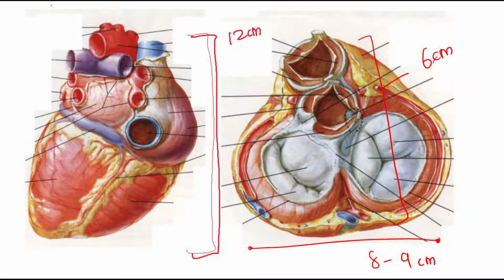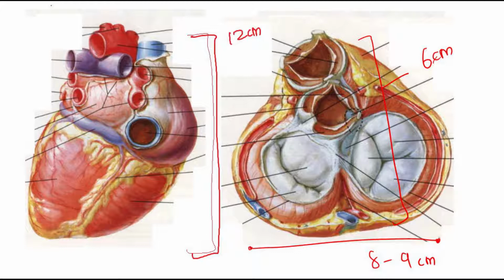And then if you take a tape and measure the heart around, transversely, you can see that it's about 8 to 9 centimeter. So that's all. And of course, the size of the heart in males is more as compared to females.